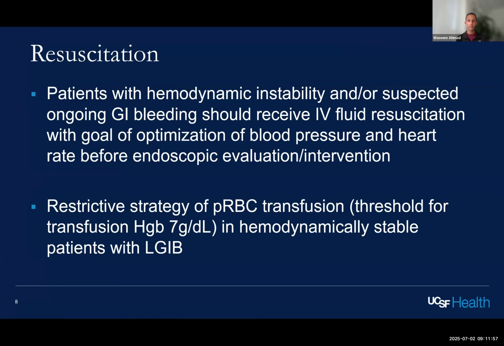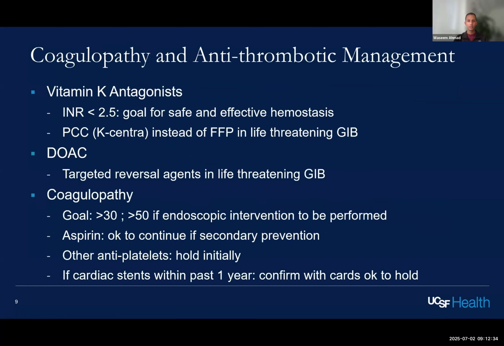Anybody with hemodynamic instability or concern for ongoing GI bleeding has to get IV fluids. And then the goal is to get their blood pressure and heart rate optimized before we're thinking about scoping. As Colin mentioned, restrictive strategy for PRBC transfusion holds for lower GI bleeding as well as upper GI bleeding. Our goal hemoglobin is 7 for hemodynamically stable patients. If it's an acute cardiac patient, it may bump up to 8. Again, you don't have to go over the top. The goal is to get them to 7 before we start thinking about intervention.